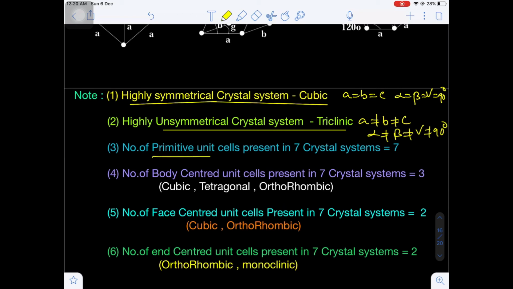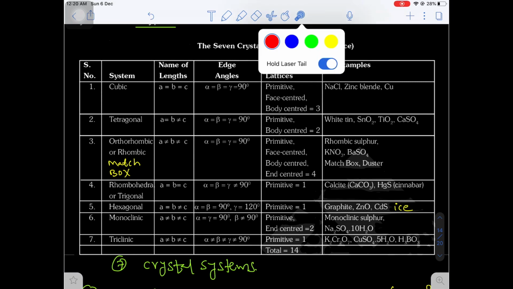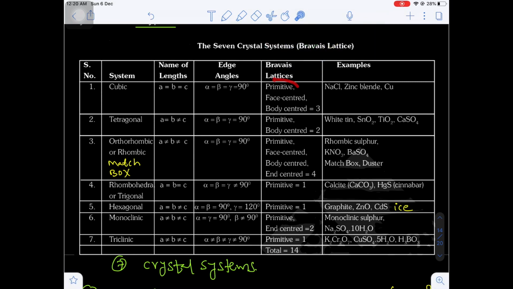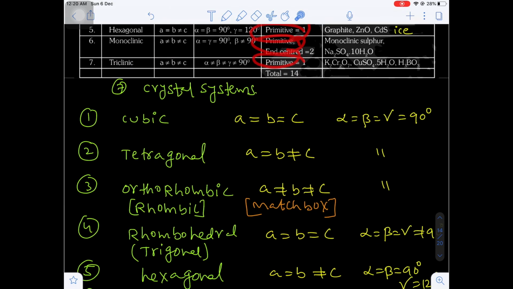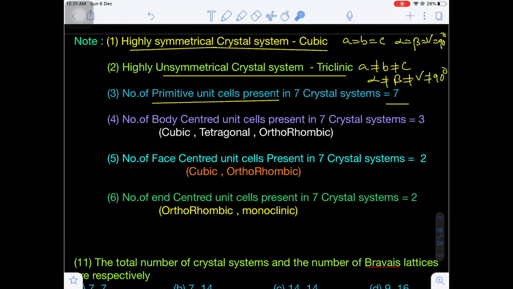Now how many primitive unit cells will be present in the 7 crystal systems? 7. How? If you see in the tabular form, in each crystal system there will be 1 primitive unit cell present. Yes or no? So total 7 crystal systems, so 7 primitive unit cells will be present. This is a very important question.